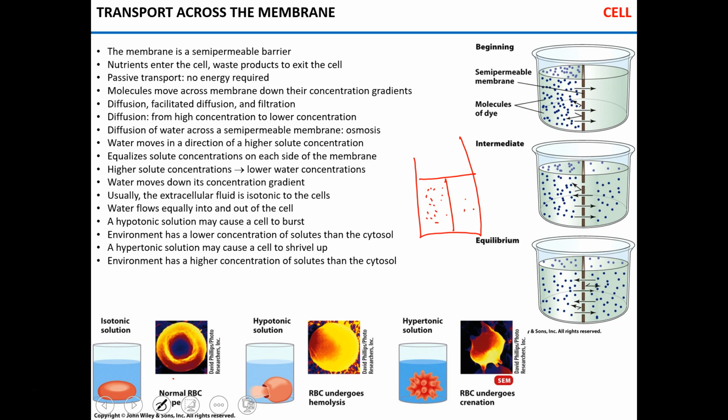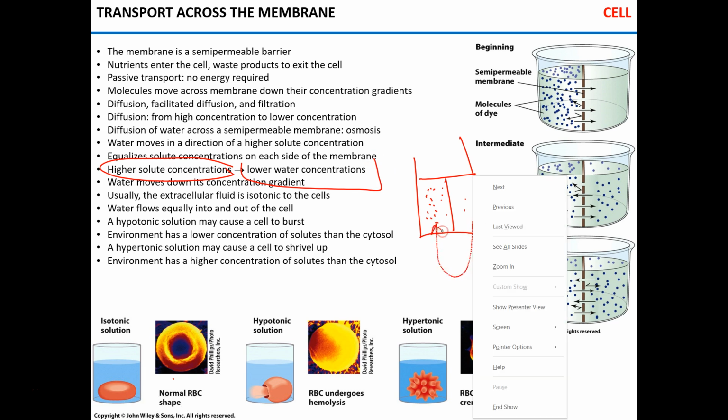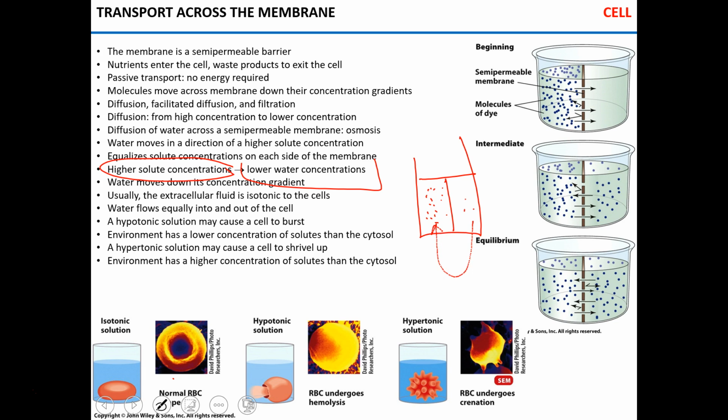Okay, so a high solute concentration corresponds to a low water concentration. Therefore, water will move from low to high concentration of solute. Water will basically try to equalize the solute concentrations on each side of the membrane. It will try to dilute the concentrated solution. We call this process of water diffusion towards the higher solute concentration osmosis.